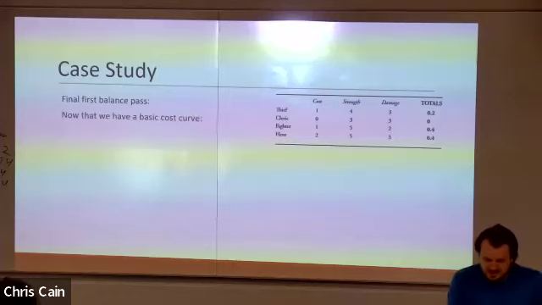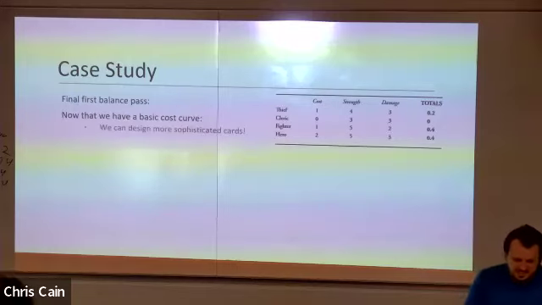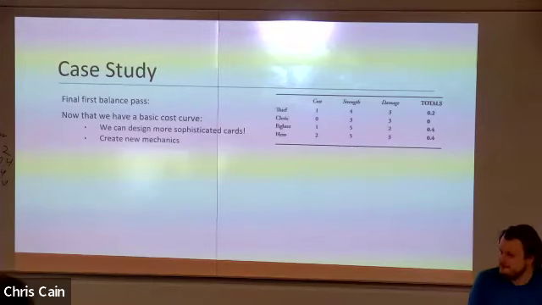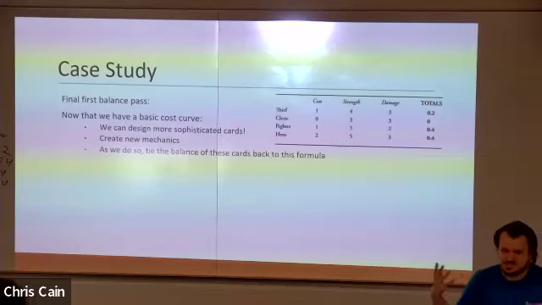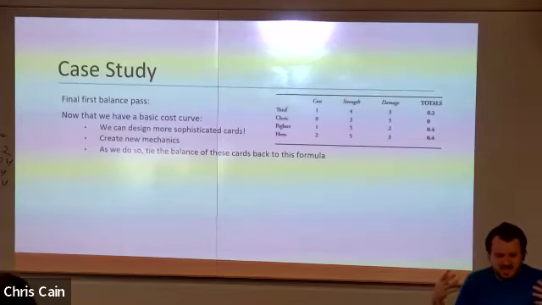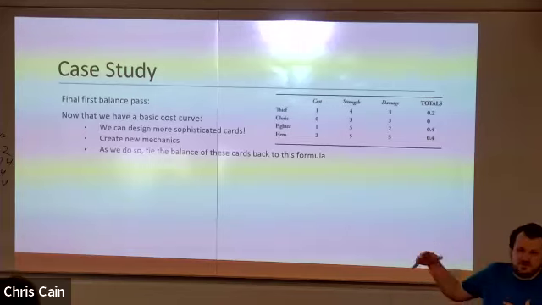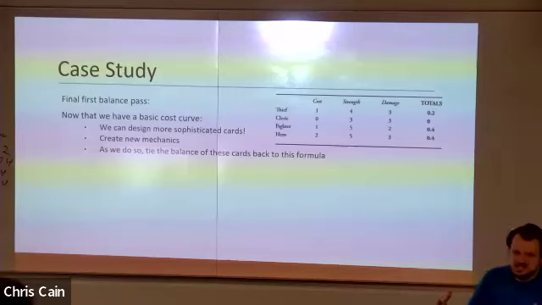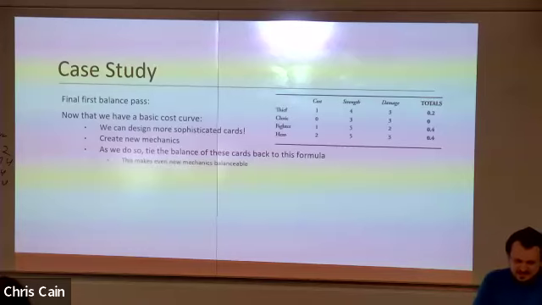So since we have a basic cost curve, what's nice is we can design more cards. So we could also create new mechanics. As we do all of this, we just make sure that the balance of everything that we add ties back to the cards based on this formula that we've developed, or a formula that we would then continue to add to if we added some new mechanics. So if you want to do anything you can do to this, we have some tie back to some concept of balance. The difficult part of this was just coming up with the formula. Now we're just applying the formula to the existing cards, to new cards.